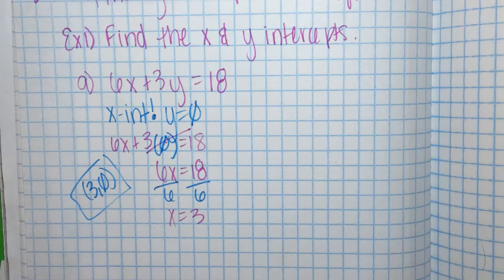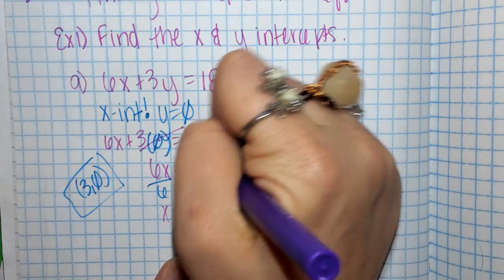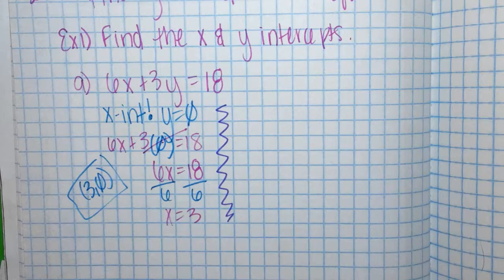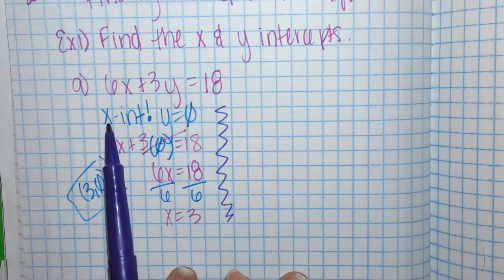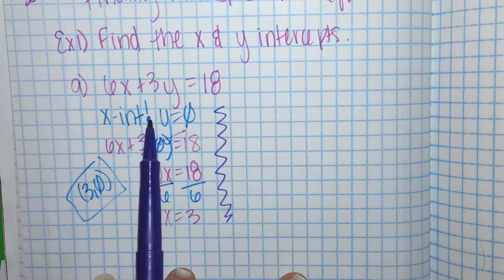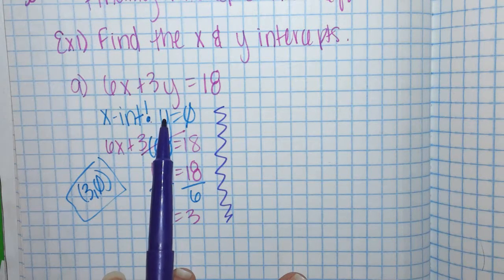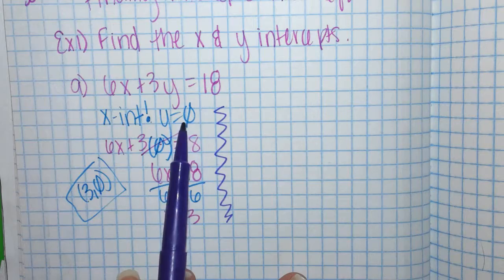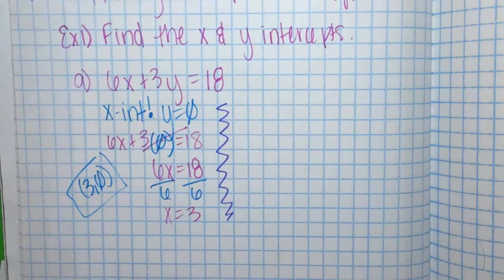Alright, is everybody with me? At least kind of. I'm okay with a kind of. Alright, what did we just find? We found our x-intercept, where it crosses the x-axis. And how did we find it? Plugging 0 in for y. Alright, what are we going to look for over here?